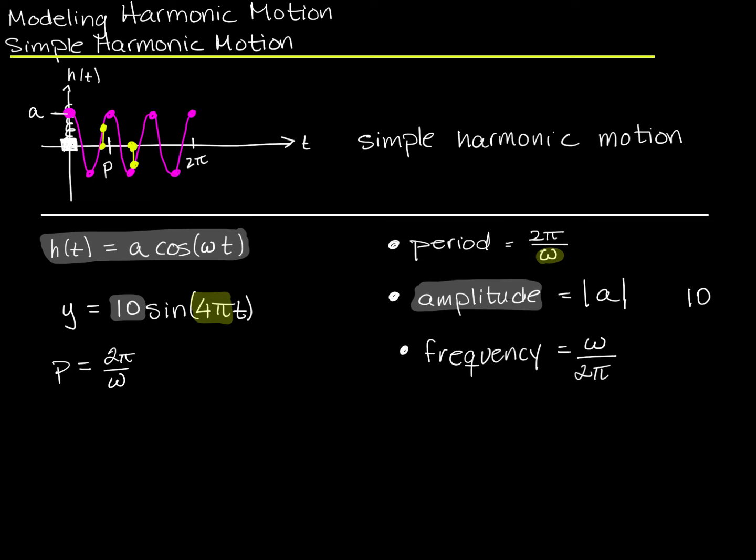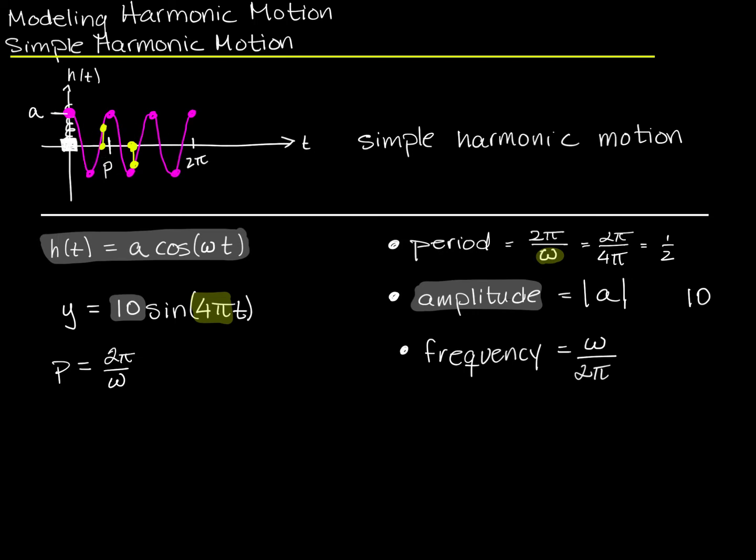So now I know my period, or I can compute my period. It's 2 pi over 4 pi, and that's a half. So I was estimating with this graph here.